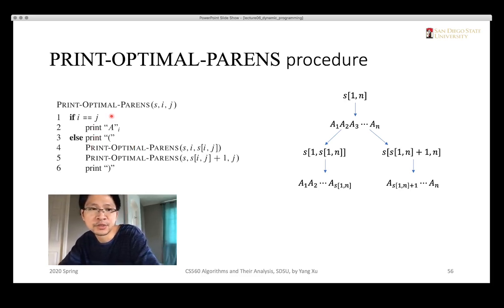So if i equals j, you just print that particular matrix, and in other cases you need to print the left parenthesis and right parenthesis, and in between you recursively call the procedure on the subproblem. You recursively call the procedure onto the subproblems of smaller sizes. Okay, so S[i][j] is actually the optimal k to split the subproblem from i to j, and S[i][j] plus 1 is just k plus 1.